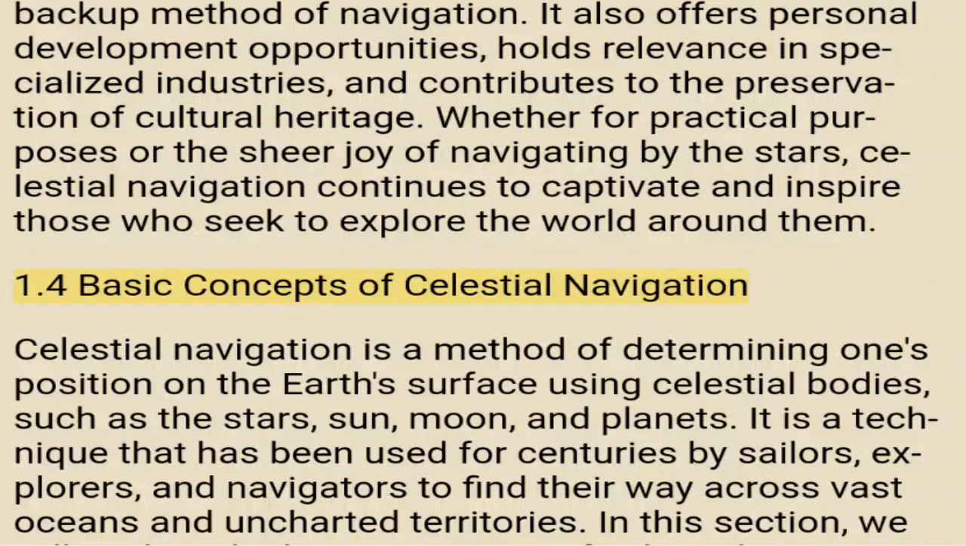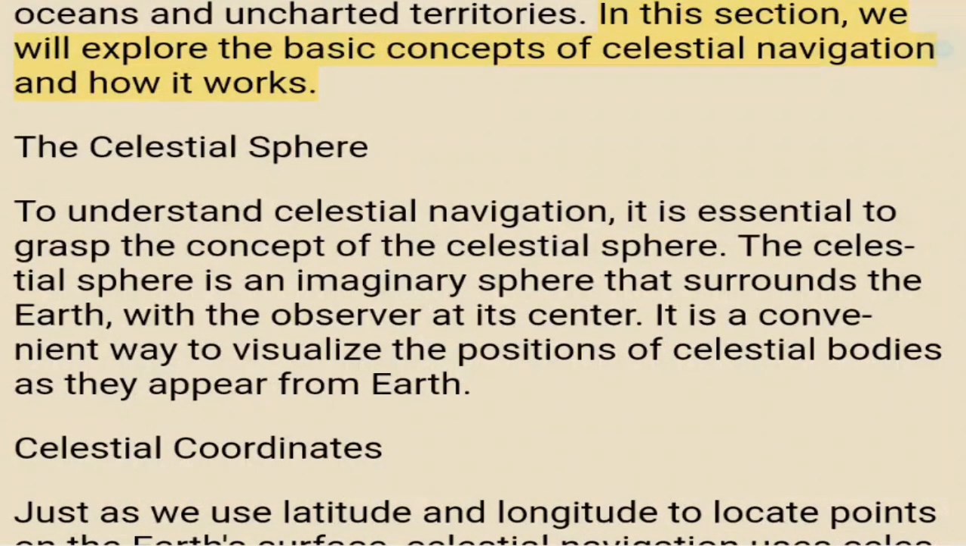1.4 Basic Concepts of Celestial Navigation. Celestial navigation is a method of determining one's position on the Earth's surface using celestial bodies, such as the stars, sun, moon, and planets. It is a technique that has been used for centuries by sailors, explorers, and navigators to find their way across vast oceans and uncharted territories. In this section, we will explore the basic concepts of celestial navigation and how it works.